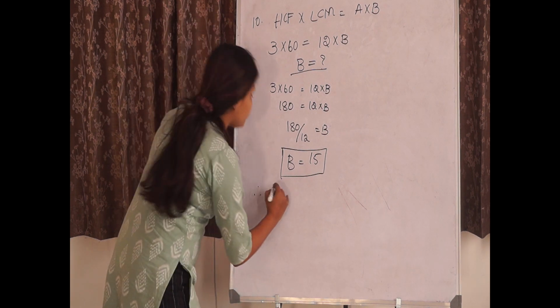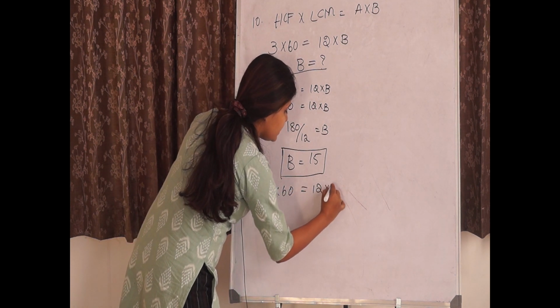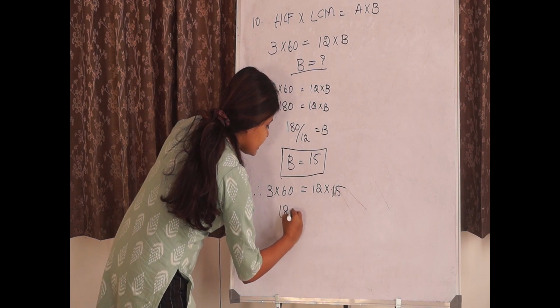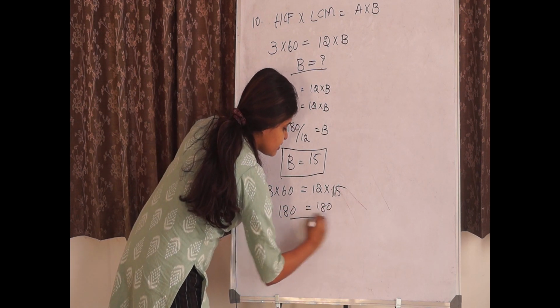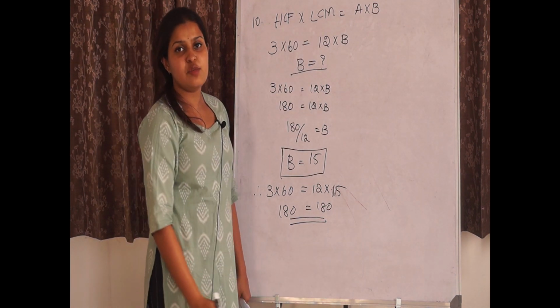Let's verify. 3 into 60 is equal to 12 into 15, so 180 is equal to 180. Hence HCF into LCM is equal to A into B.